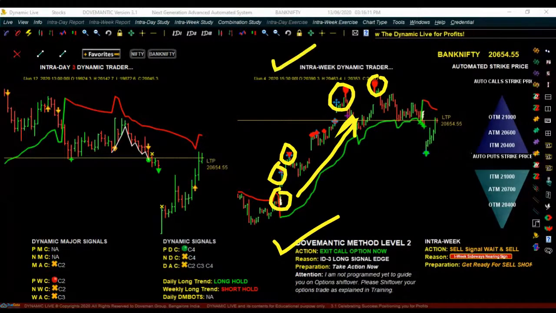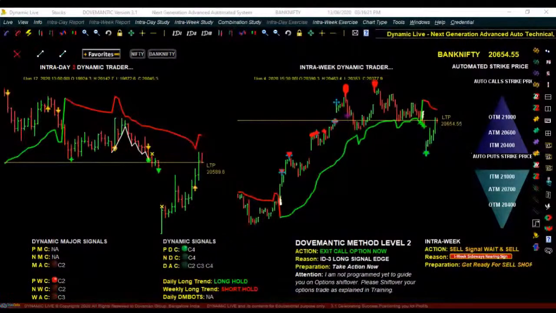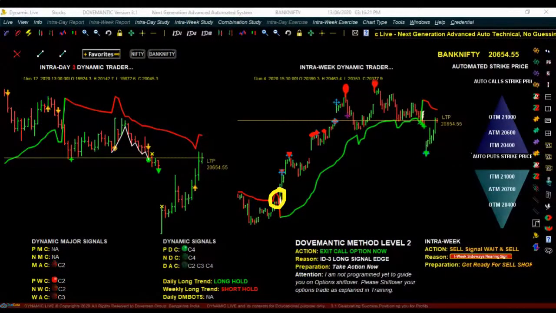Now, these symbols could be a dynamic system caution or a DMBOTS. It appears only in the intra-week chart. Whenever these symbols appear, it means secure your profit. If you are in profit, then secure your profit. Now, how to secure your profit? Let me tell you. At this point, we buy a call option at 100 rupees premium, that is a 20,000 strike price. As the price started increasing, right on top, there is a symbol here. Now we have to secure our profit.